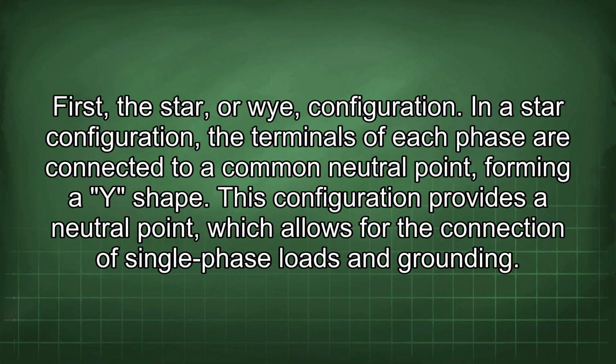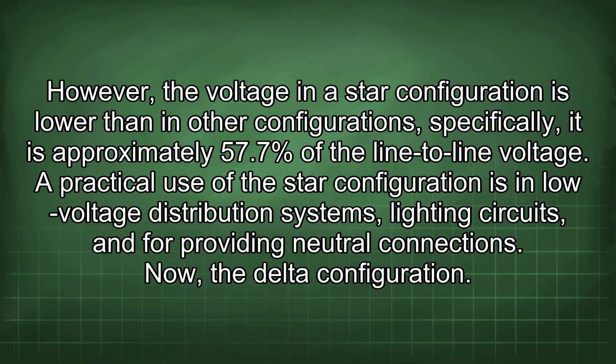In a star configuration, the terminals of each phase are connected to a common neutral point, forming a Y shape. This configuration provides a neutral point, which allows for the connection of single-phase loads and grounding. However, the voltage in a star configuration is lower than in other configurations. Specifically, it is approximately 57.7% of the line-to-line voltage. A practical use of the star configuration is in low-voltage distribution systems, lighting circuits, and for providing neutral connections.